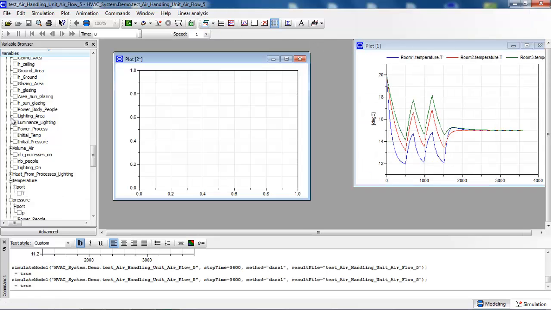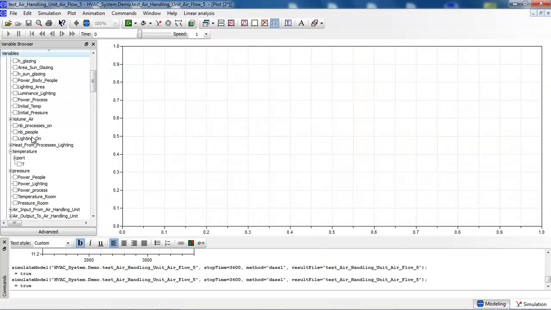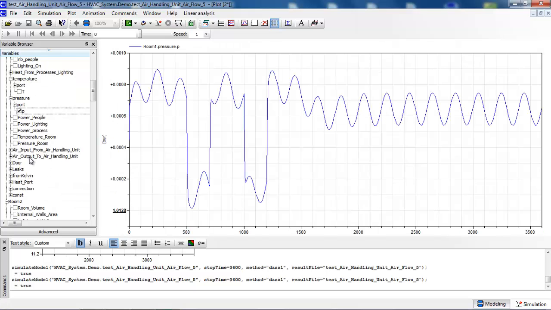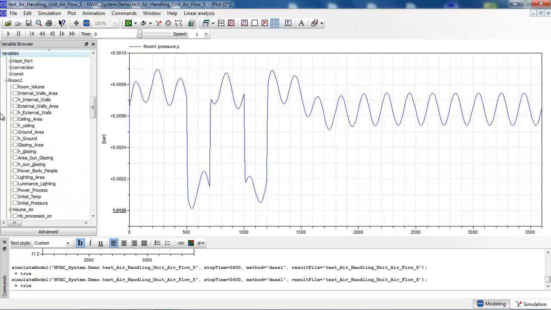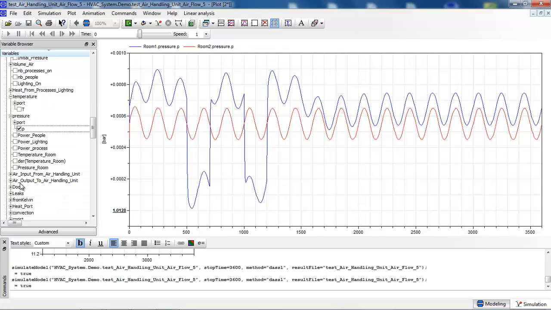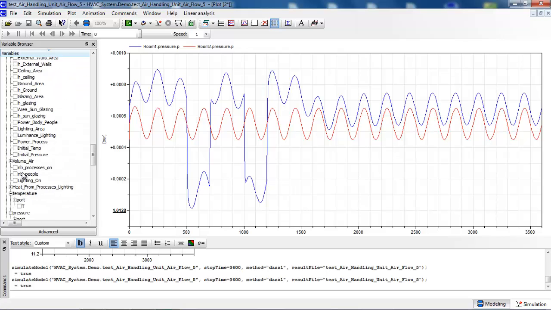And for the pressure we have the same, and we can post-process the pressure inside my room here, room 1, room 2, and room number 3.